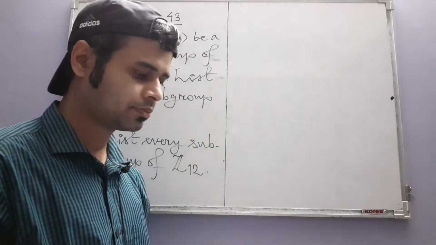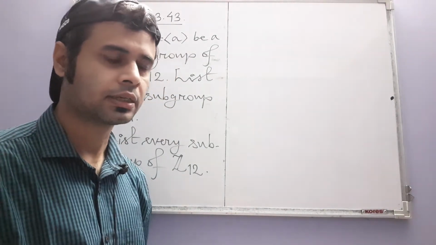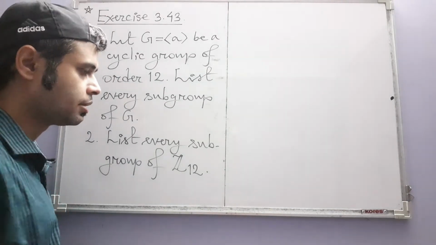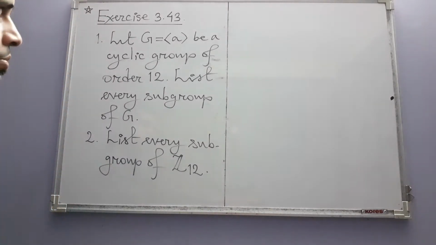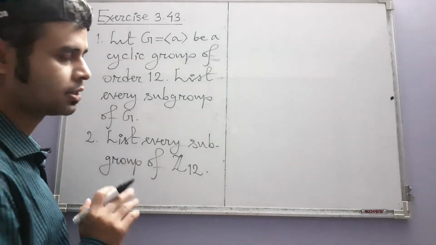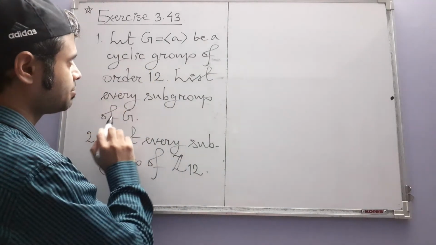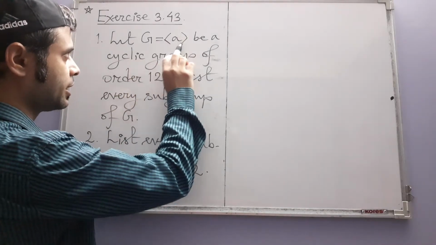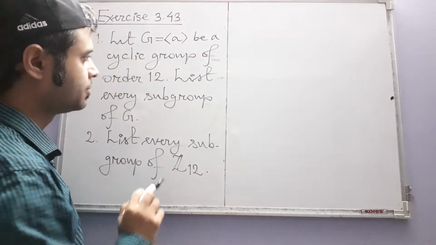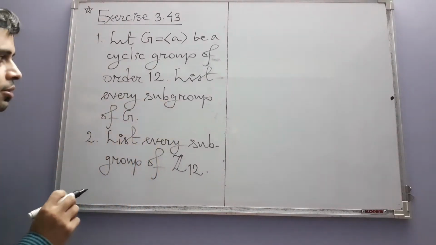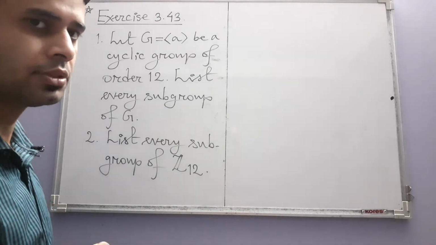Okay, so the next set of exercises on cyclic groups. This is the first one. We are given, and it has two subdivisions. In the first subdivision, we are given a cyclic group G whose generator is given to be A, and it has order 12. We have to list all the subgroups of G.